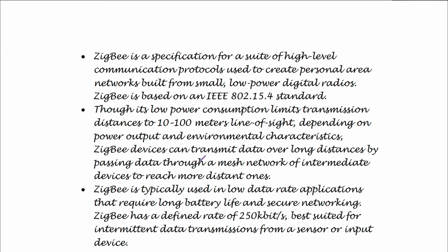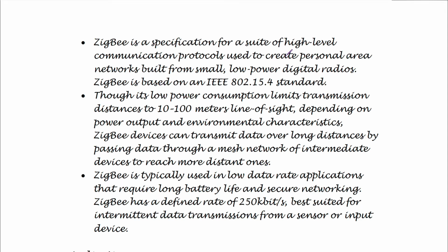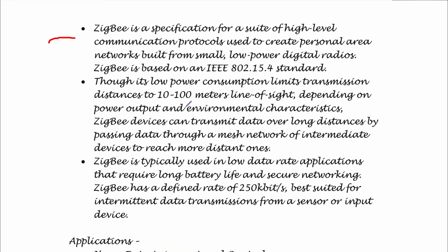Next, let's talk about Zigbee. So Zigbee is basically a specification for a suite of high-level communication protocols used to create a personal area network built from small, low-power digital radios. So this is basically based on the IEEE 802.15.4 standard. Though its low power consumption limits transmission distances to 10 to 100 meters, depending on the power output and environmental characteristics, Zigbee devices can transmit data over long distances by passing data through a mesh network of intermediate devices to reach more distant ones.